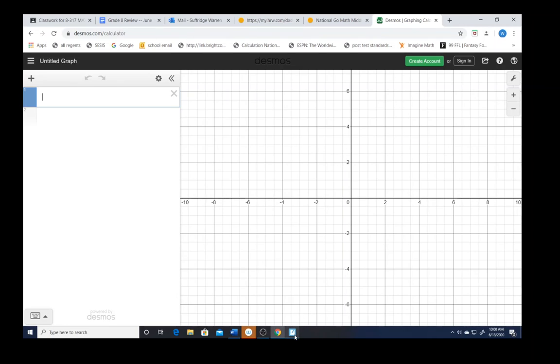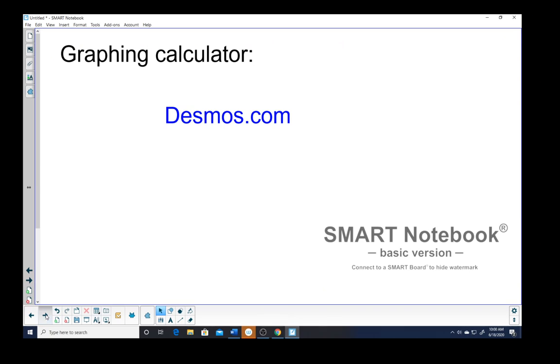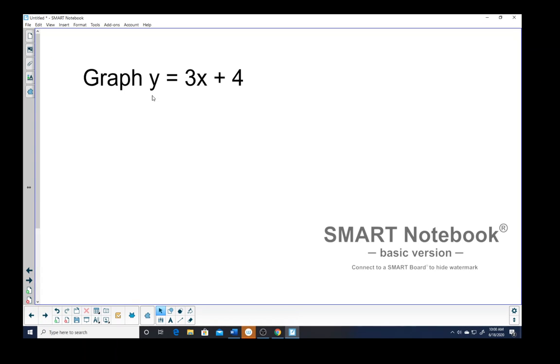So how do we use it? What if we wanted to graph y equals 3x plus 4? That's not quadratic because it doesn't have x squared. What is y equals 3x plus 4? Hopefully you remember that that's just the graph of a line.